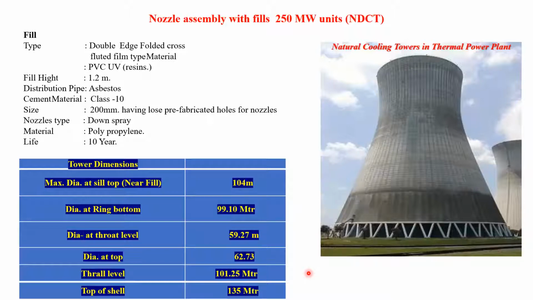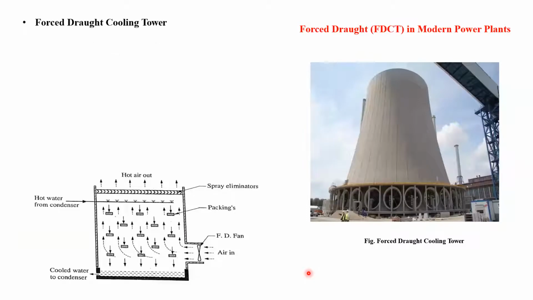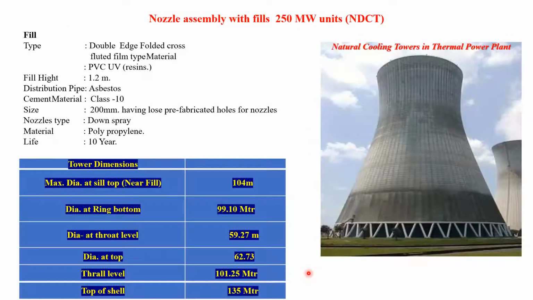It is given here where the venturi shape is the minimum shape. That level is 101.25 as shown. Then we saw the top of the shell; the total length of the shell is 135 meters.